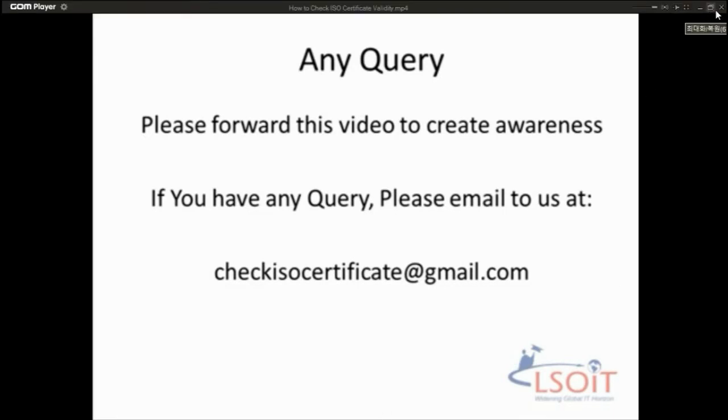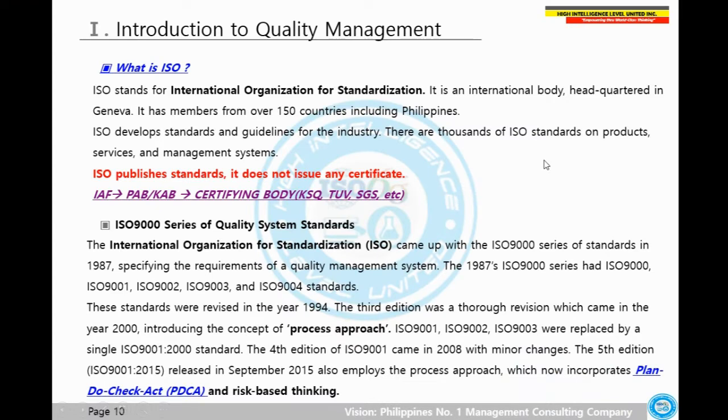So please forward this video. We can see what a legitimate ISO certificate is. There should be the IAF logo together with the local accreditation board and also together with the certifying body. If there is no IAF logo, that means it is not an international ISO certificate. It is only a local certificate.